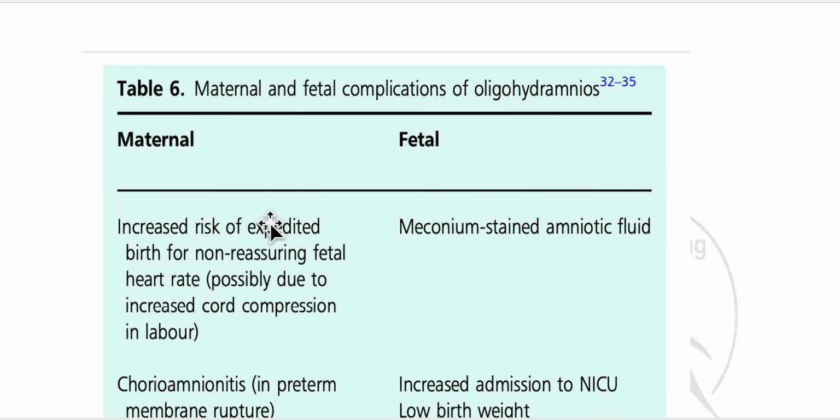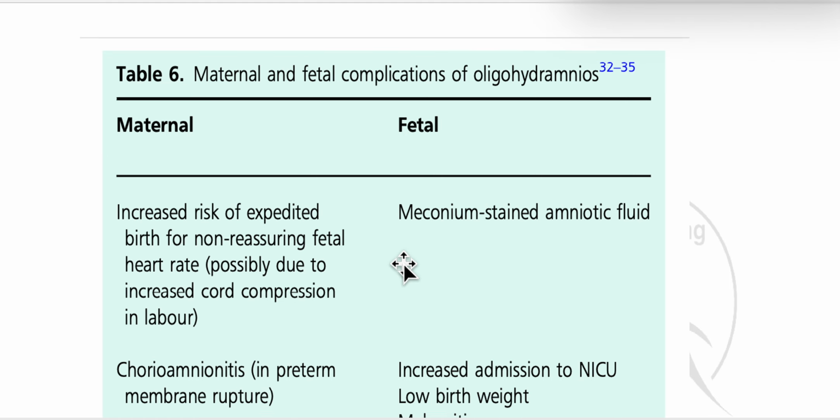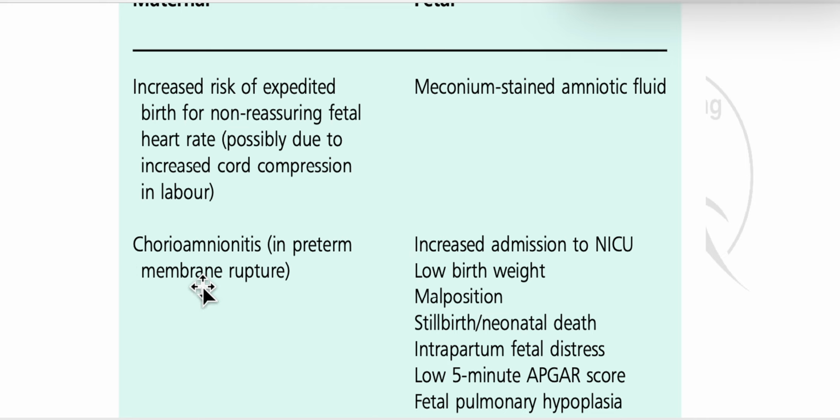So the complications we already did, the maternal and fetal complications of oligo. There will be an increased risk of asphyxia at birth, because oligo babies start to have compromise. The baby can have meconium staining, and chorioamnionitis will be there if she has preterm rupture of membranes. So we finished this. This is oligohydramnios, and this is the same table.